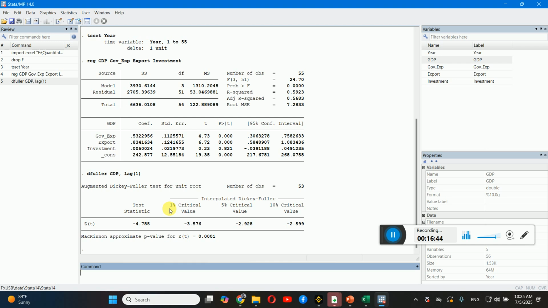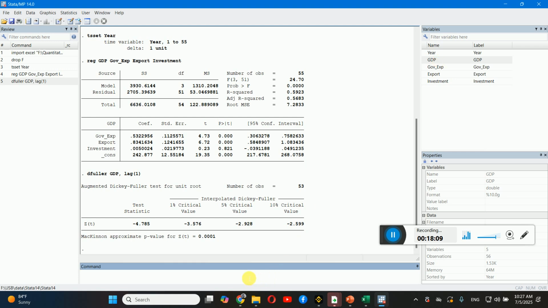So what is the null hypothesis? The null hypothesis is that the data is non-stationary, and the alternative hypothesis is that the data is stationary. The null hypothesis has a unit root, meaning the data is not stationary. So if the p-value is less than 0.05, it means the data is stationary. The variable GDP is stationary.